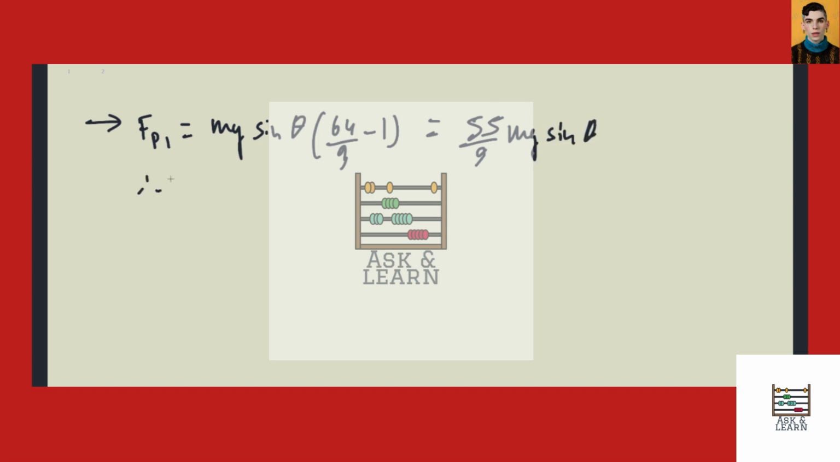All right, therefore power, P1, is equal to FP1 times V1, velocity 1, and velocity 1 is of course 32 here. And so this is 55 over 9 times V1 mg sine theta. That's P1, and we're going to call that equation 1.